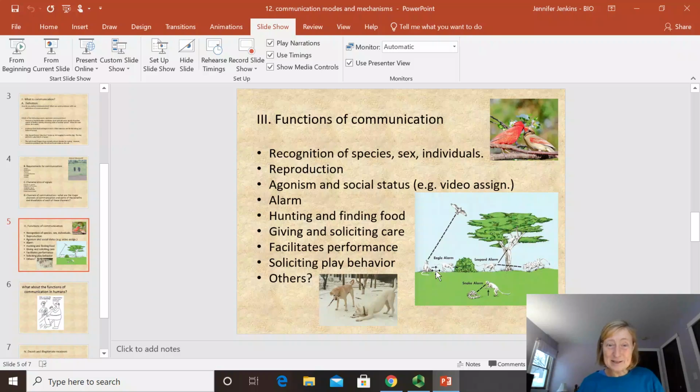Insects can even solicit care. This is a great one. Termite young will tap feeders to get food from them. So you can imagine little termites saying, I'm hungry, feed me. We communicate.